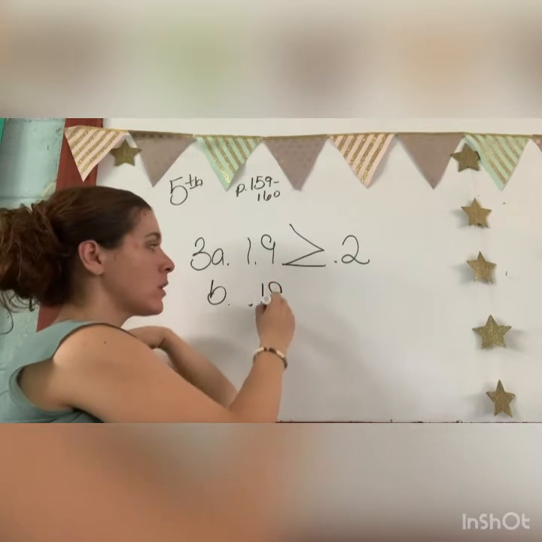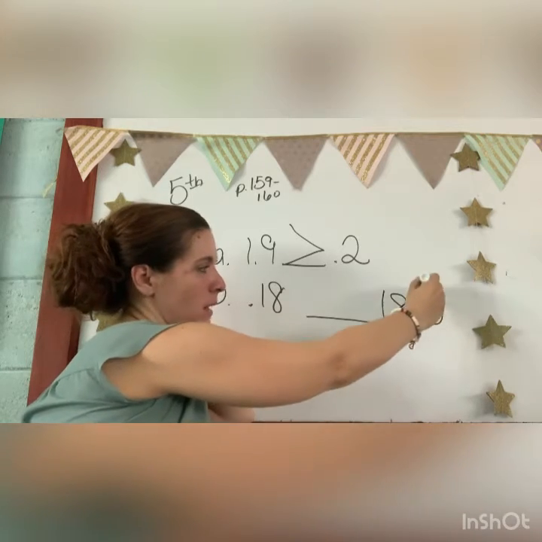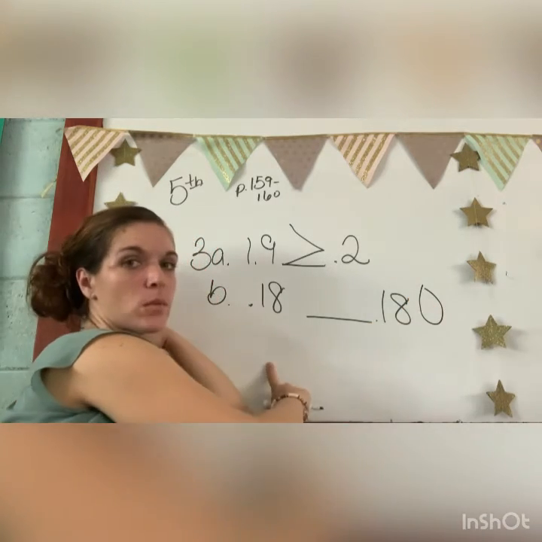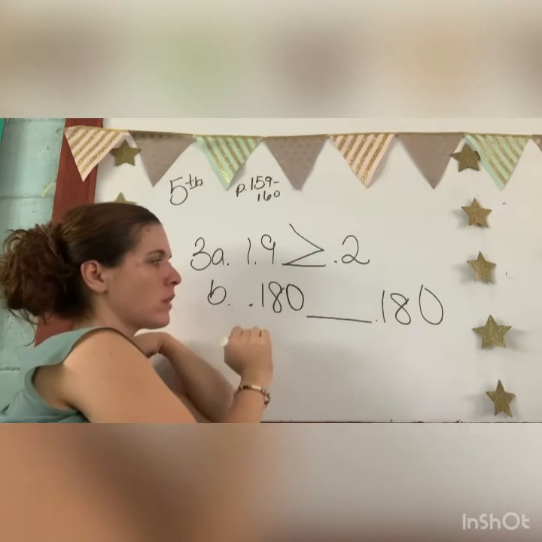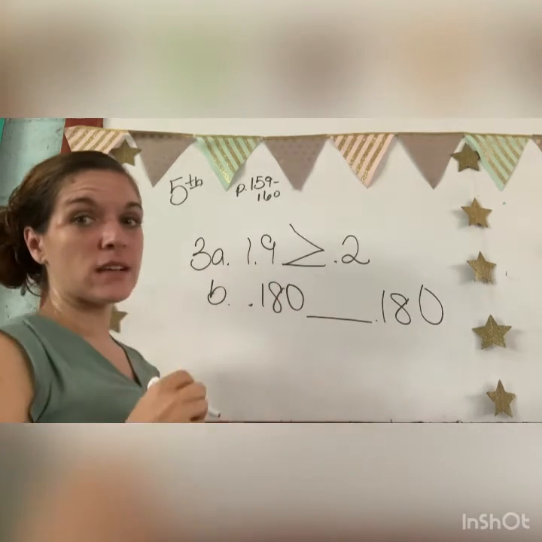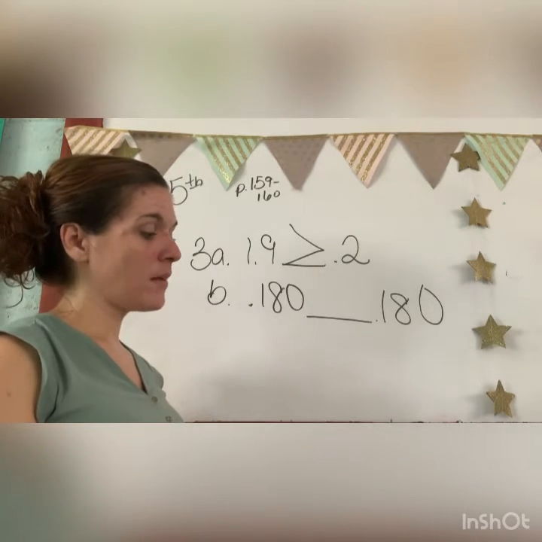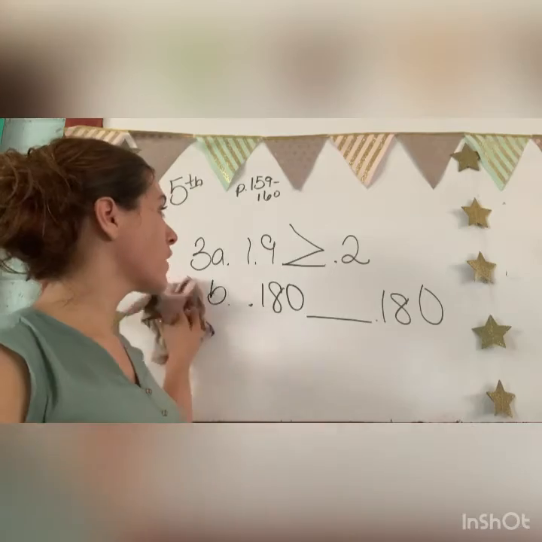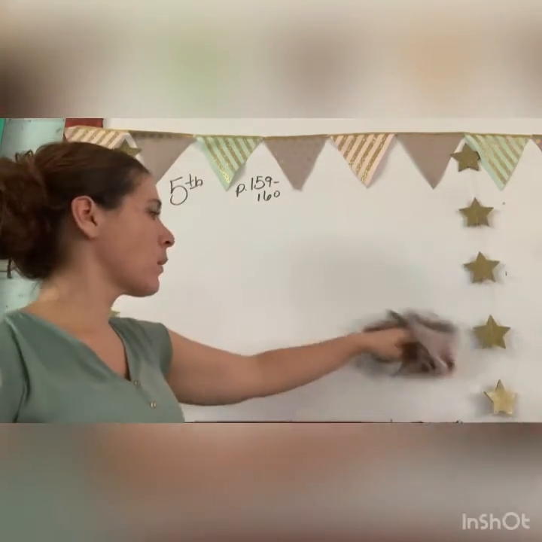We don't want you getting tricked by this. If this one has 3 numbers after the decimal place, what do we have to do with this one? Put 3 numbers as well. 1, 2, 3. So then you can see, is it greater than, less than, or equal to? Okay, look at number 4. Number 4 you saw yesterday on your homework, but I want you to look at it again.